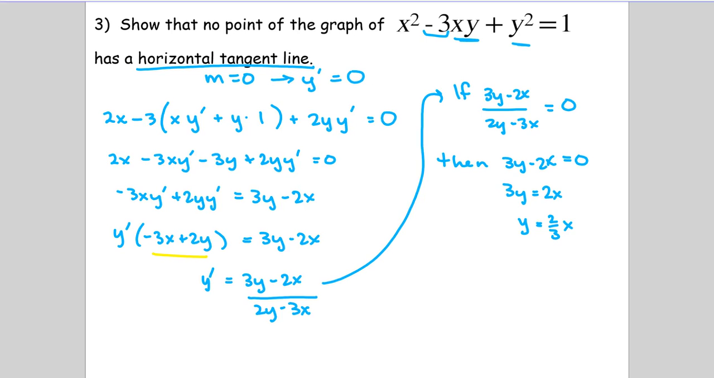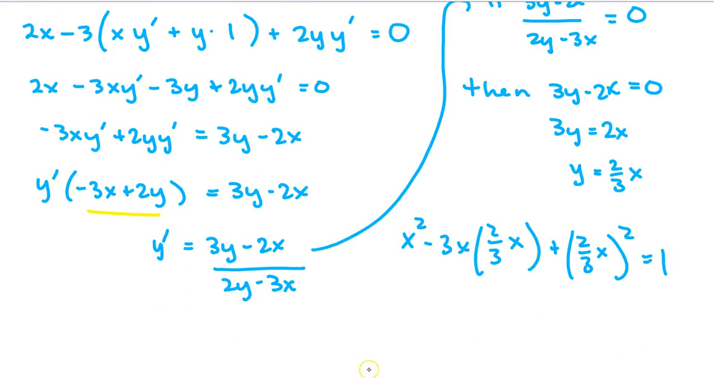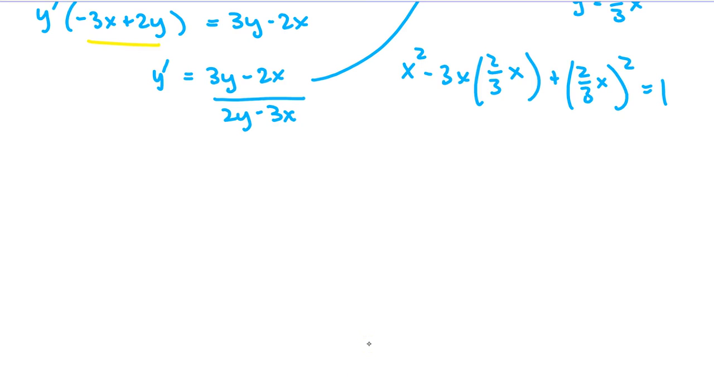So, giving myself a little bit more space here, let's see. We have x squared minus 3x times 2/3 x plus 2/3 x squared equals 1. Okay, let's scroll down there, give ourselves a lot of room. We want to show that this has no solutions. Okay, let's simplify. So we have x squared minus, when we multiply this, we get 2x squared, plus, when we square this, we get 4/9 x squared.